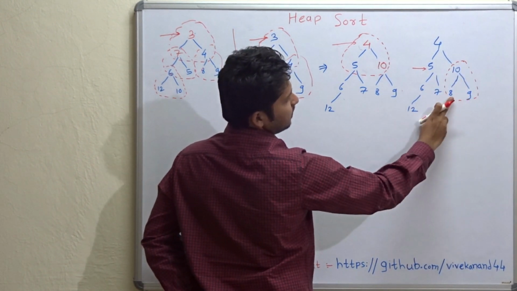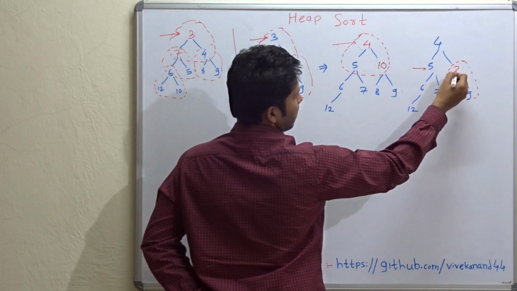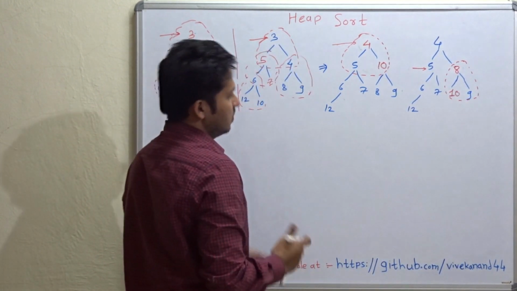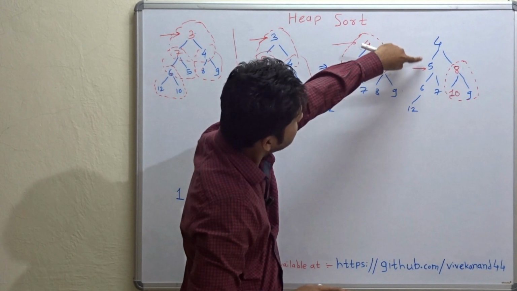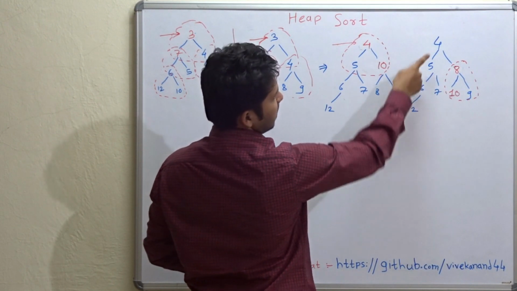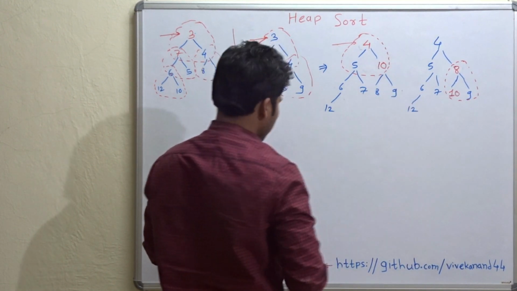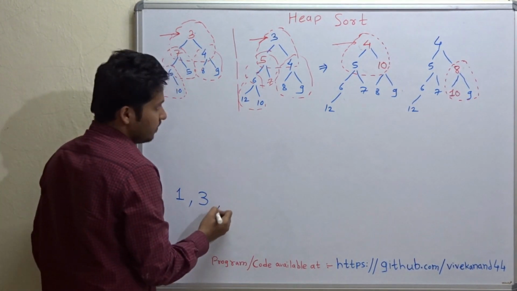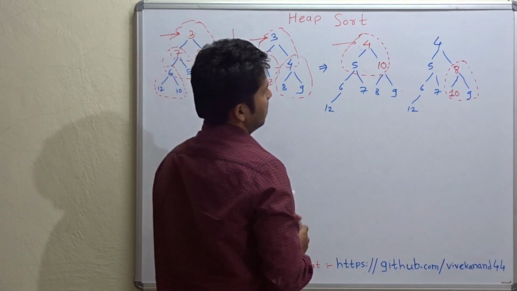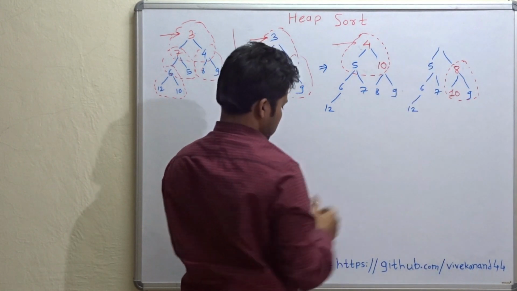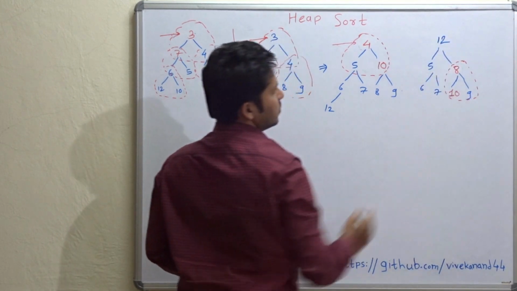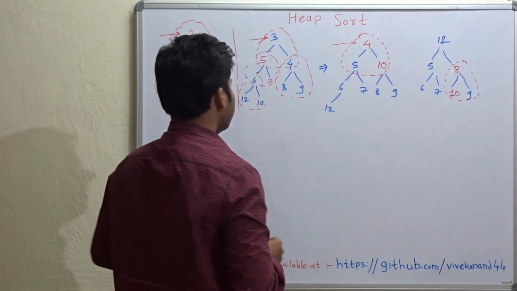What is minimum in these three? 8 is minimum. So we have to swap with 10. So is it a heap now? Yes, each element satisfies the heap condition. So this is a heap now. As this is the heap, the element at the root will be the next element in our sorted array. So now just remove this element and replace that element with the last element. So 12 comes there. Again, this doesn't remain a heap.